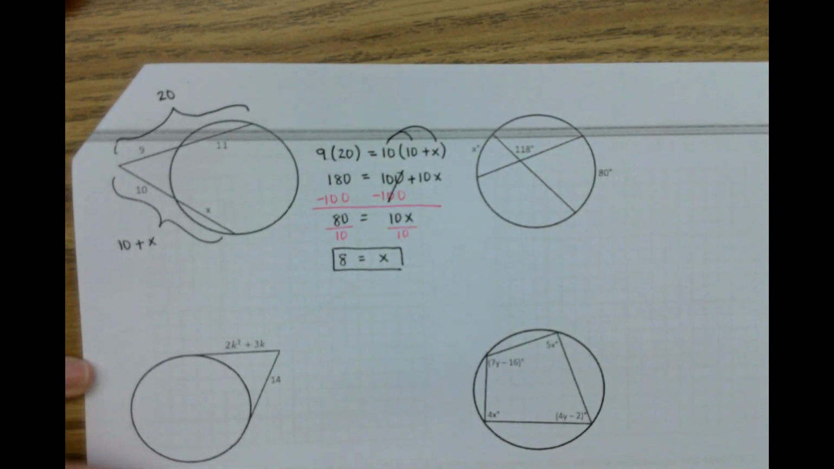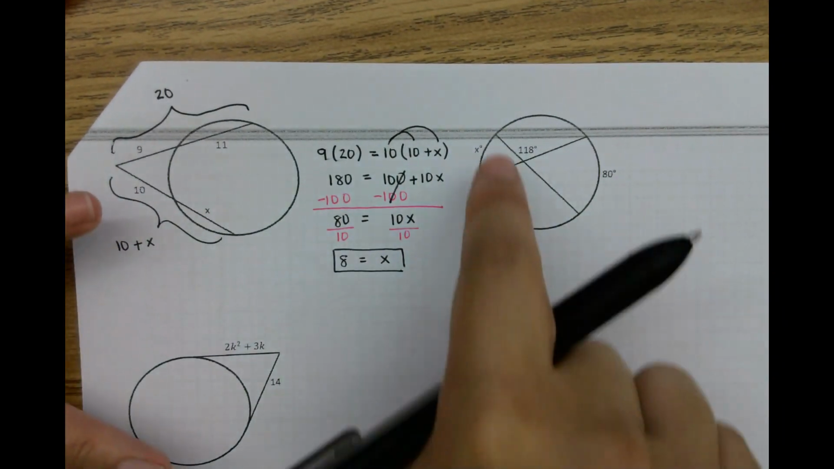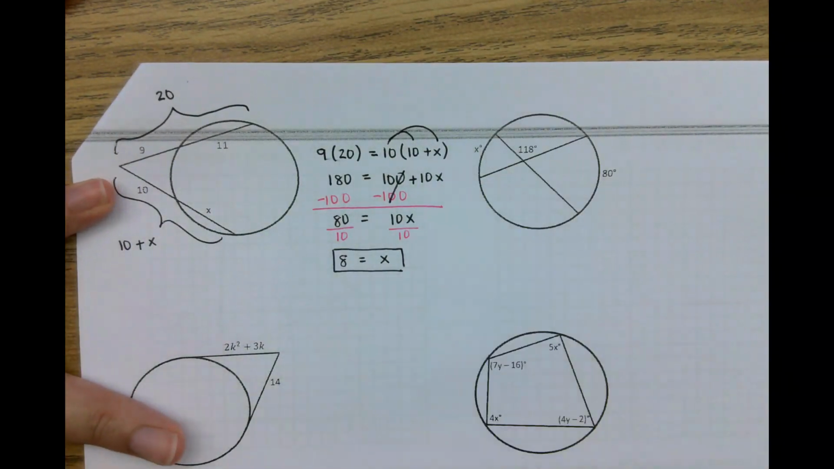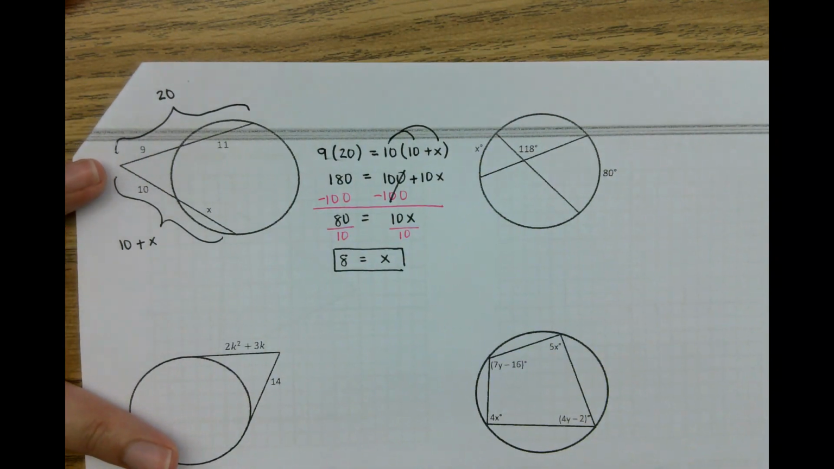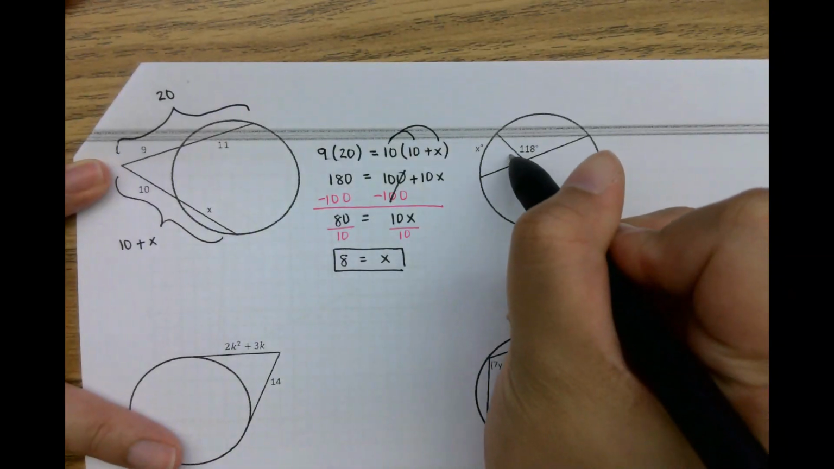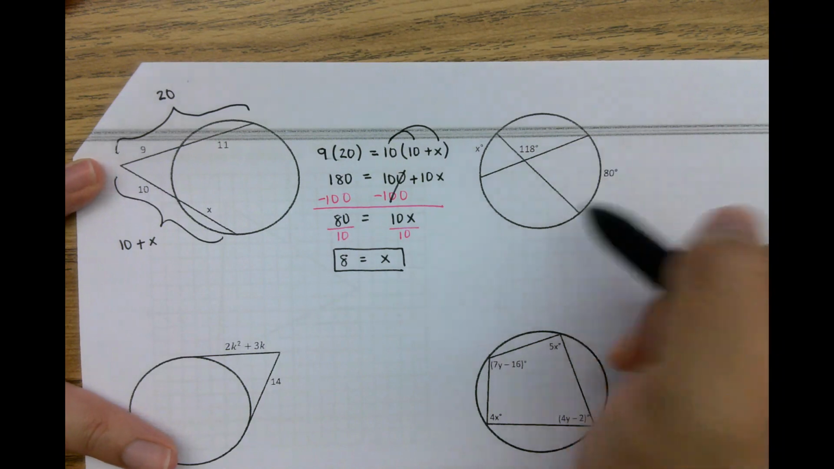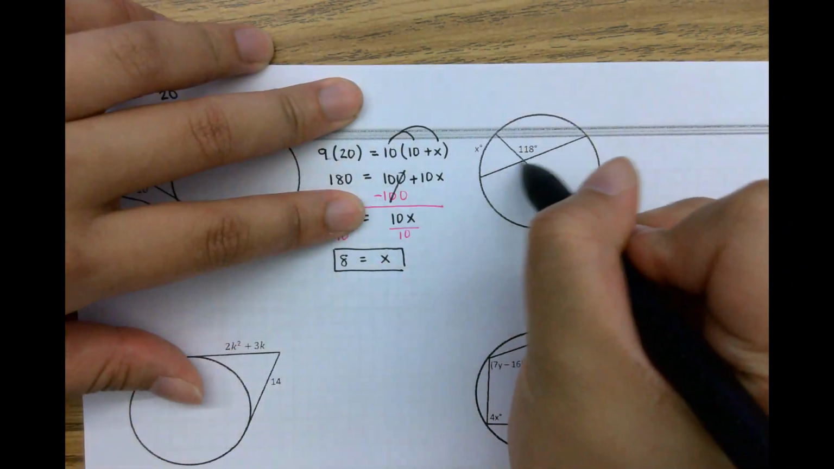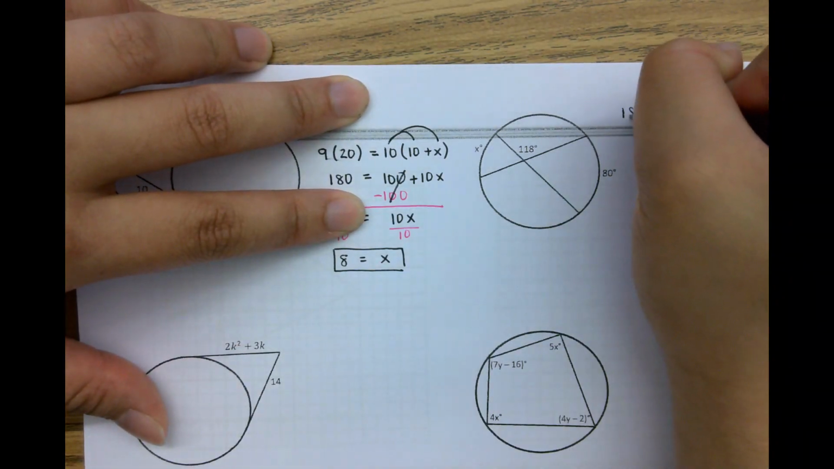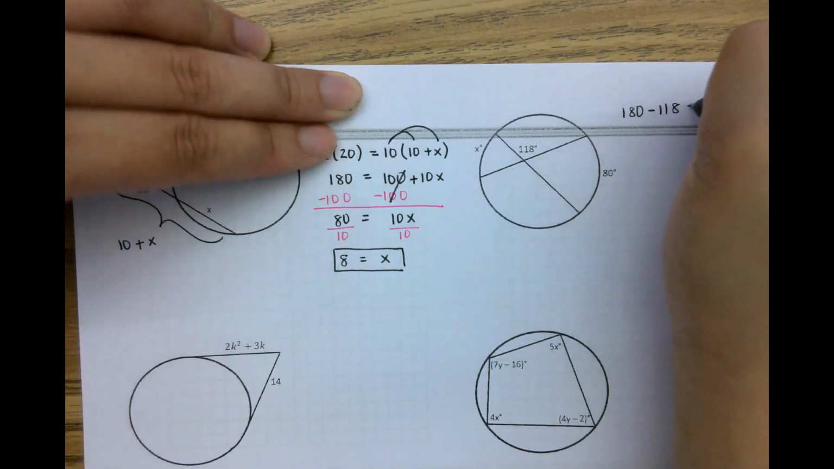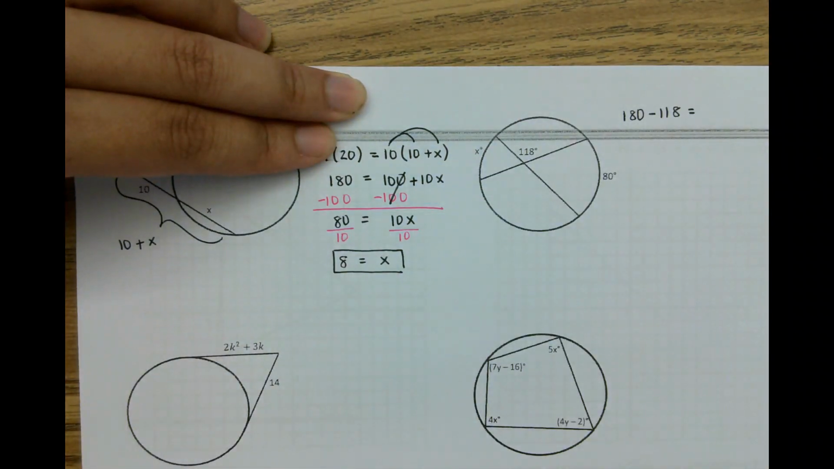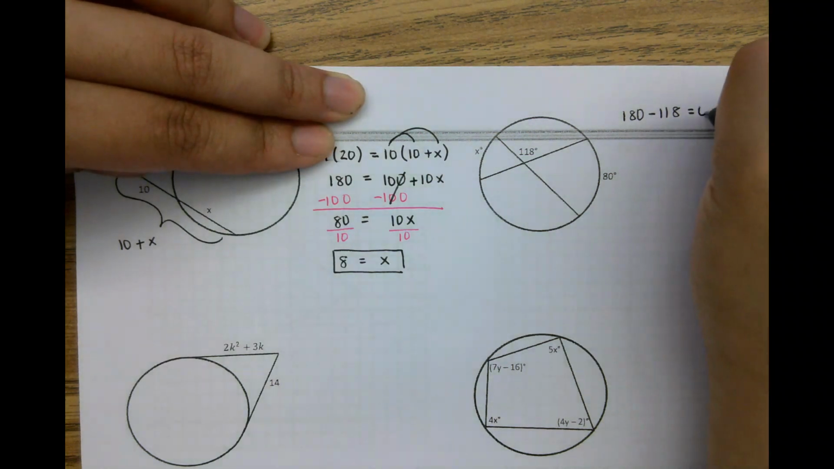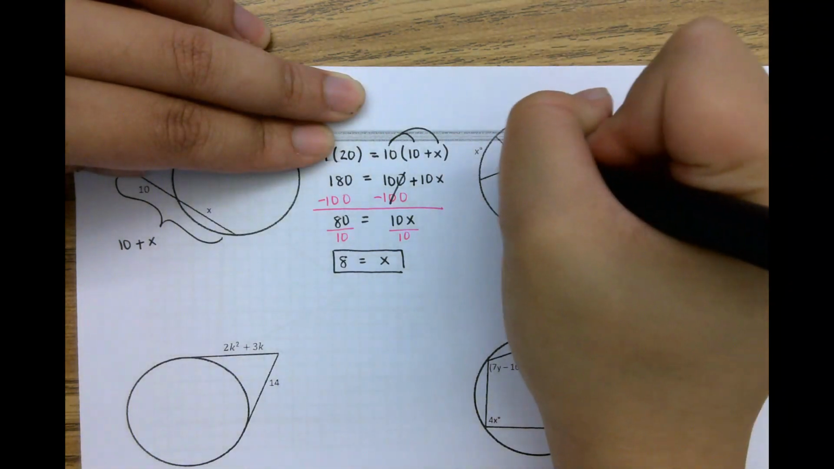The next one here deals with angle measures inside of my circle. First, I would need to know what this angle is in order to find x. Together, these are a linear pair. So if I do 180 minus 118, that will give me what that is. So that's 62. This here is 62 degrees.